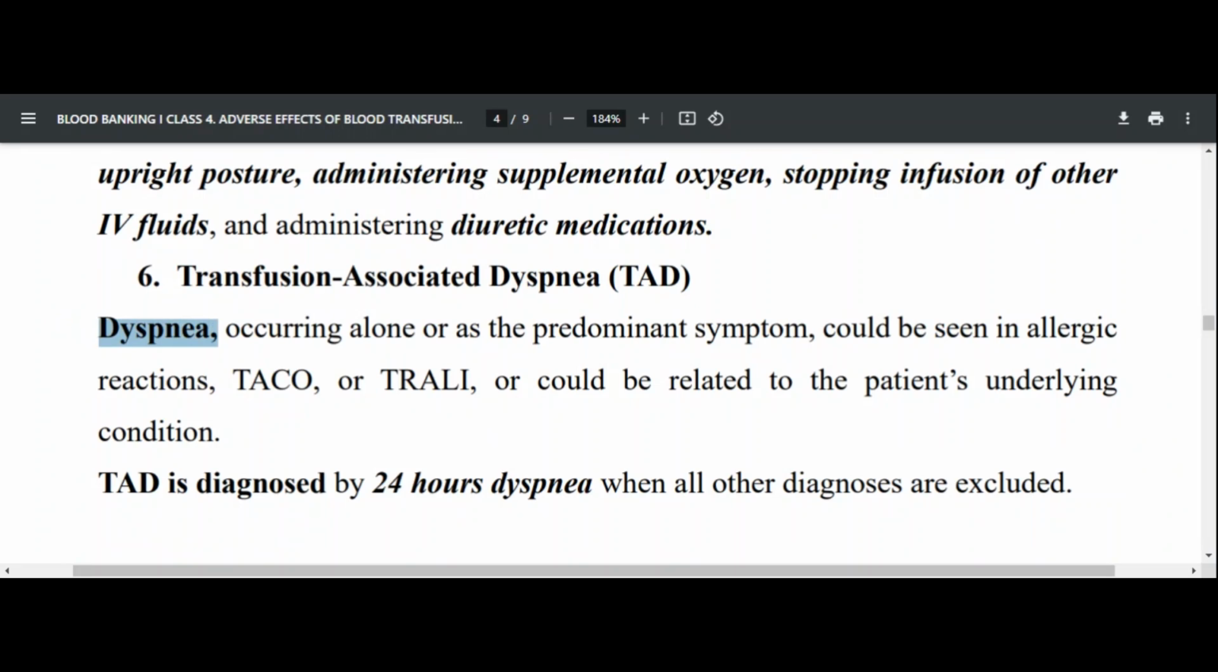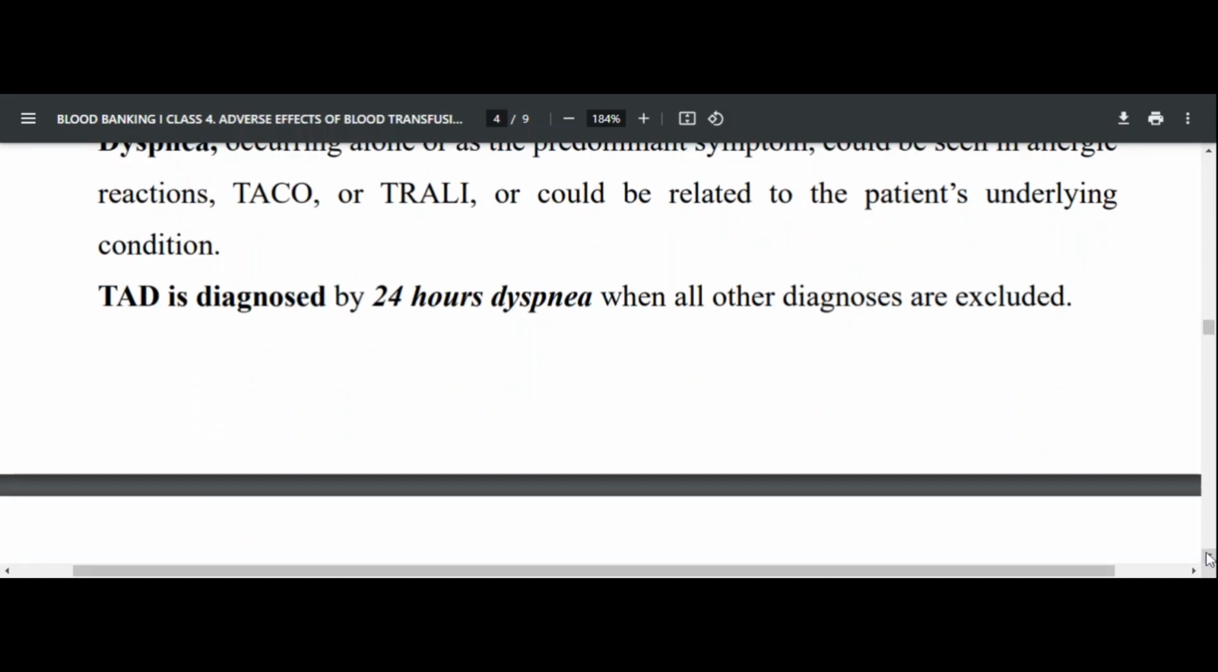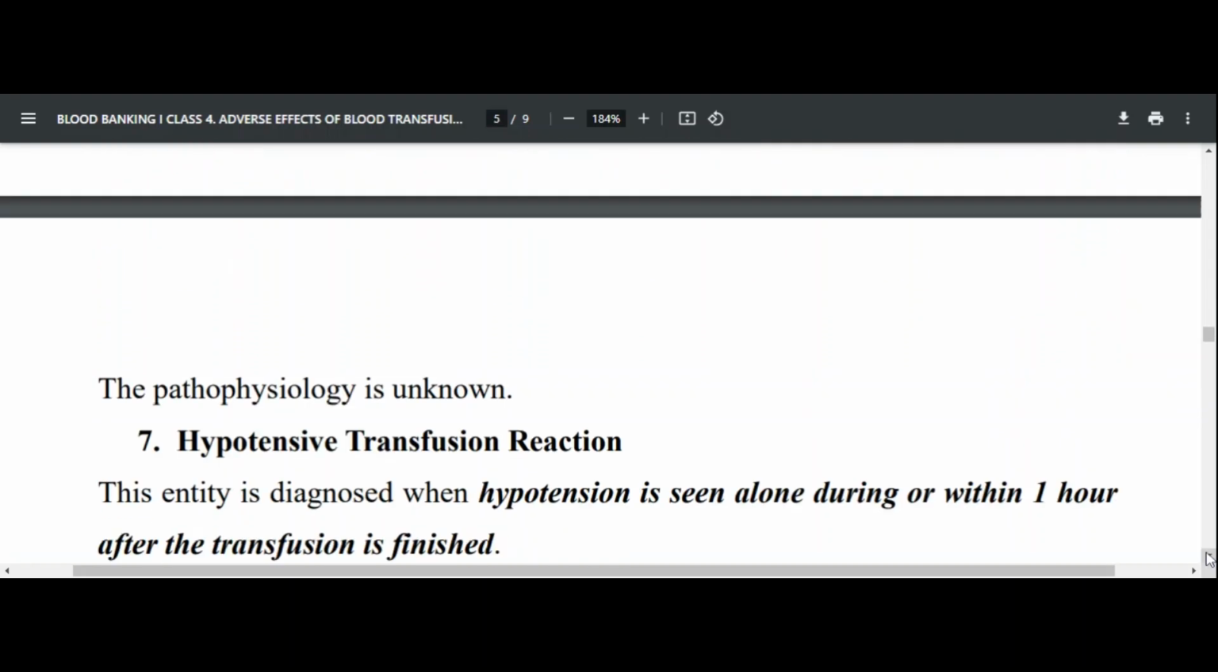It's called TAD. TAD is diagnosed within 24 hours when all other diagnoses are excluded. For example, we have to exclude TACO, because we can see dyspnea in TACO as well as in TRALI. So we exclude the other diagnoses, remain with only dyspnea in the patient, and confirm that diagnosis.